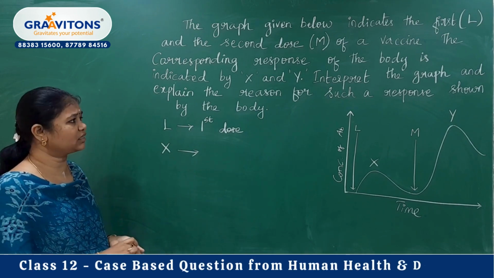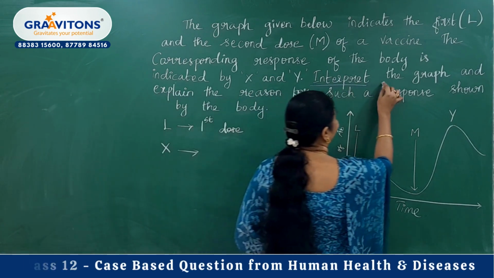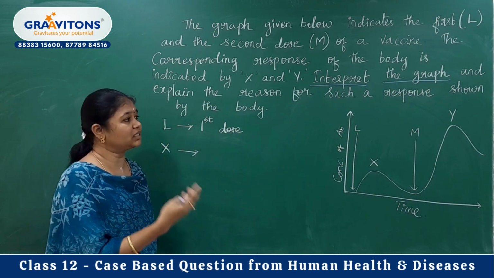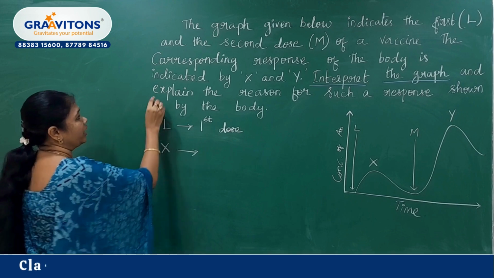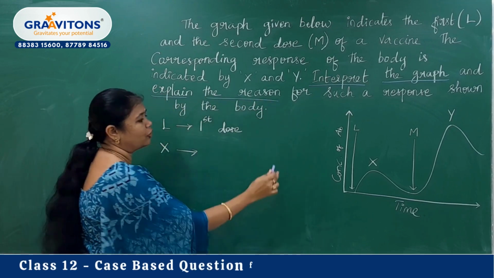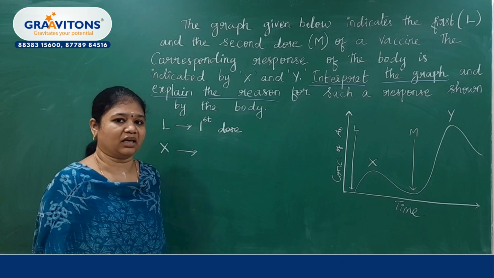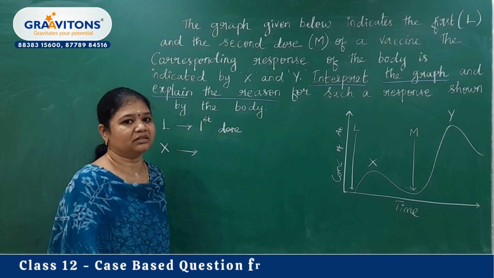Now what is the question? Interpret the graph. Okay, so two parts of the question are there. We have to first interpret the graph and explain the reason for such a response shown by the body. So two parts of the question are there. First, let us interpret the graph.